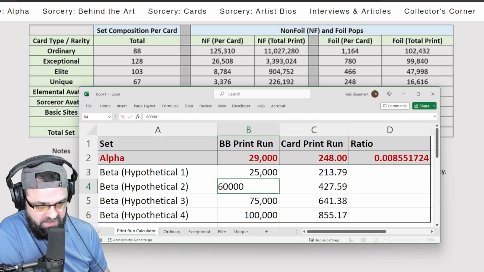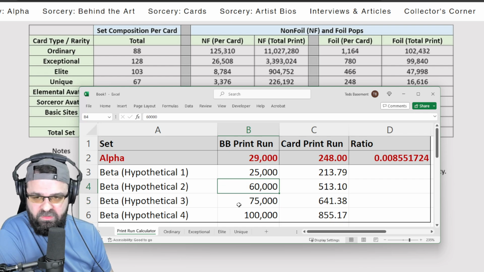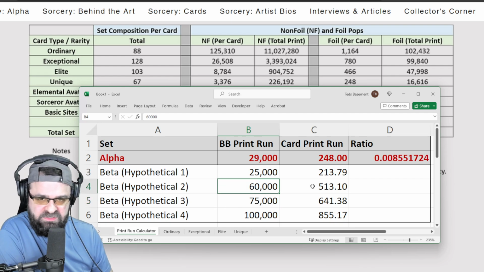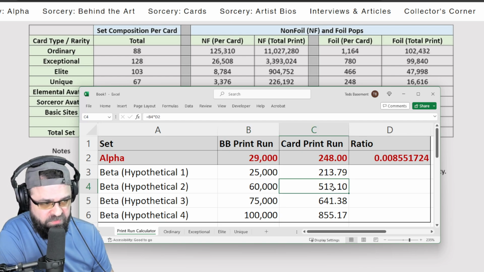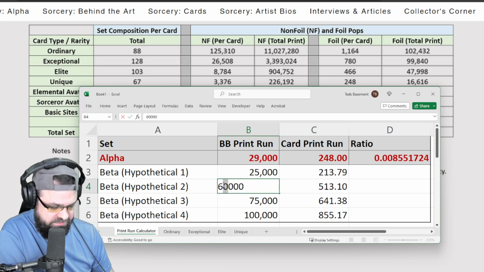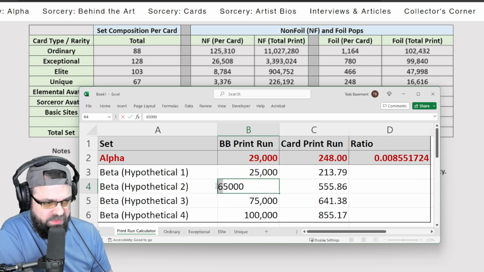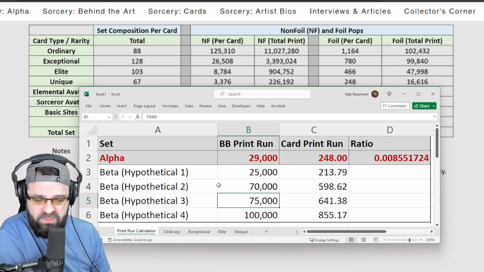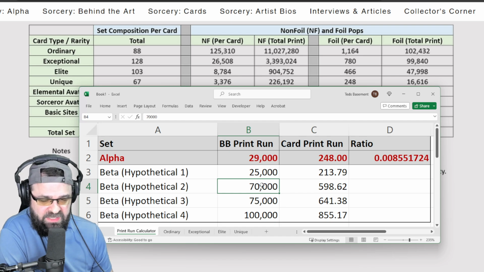around, let's say we do like 60,000, some of you might ask, hey, what if the beta print run was 60,000 based on this hypothetical ratio formula here? We'd have 513 foil uniques. At 65,000, we'd have 555. Okay, so I was going to plug in just a few numbers. You guys can pause the video if you want, if I happen to hit a number you like. But I have to pick different numbers because I don't know what the print run was.